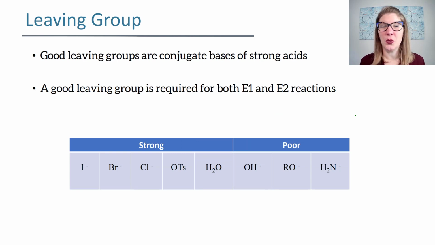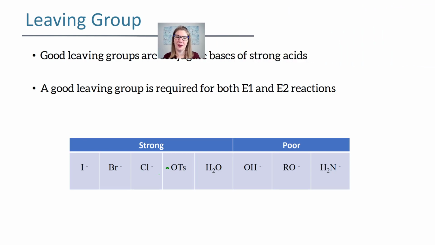For E1 and E2 reactions, you still need a good leaving group because the leaving group has to leave at some point. So just keep in mind, remember what our strong leaving groups were. Our good leaving groups were things that were conjugate bases of strong acids. So things like chloride, bromide, iodide, water, and then recall that the OTs was the tosylate ion, and that's back in one of our earlier videos.